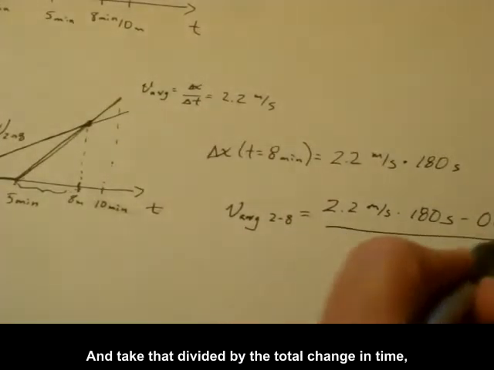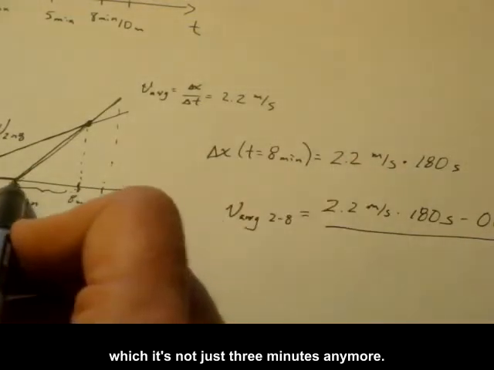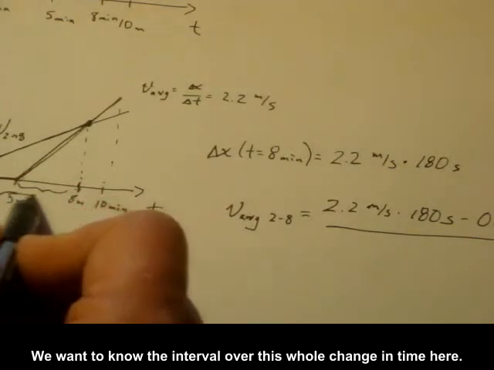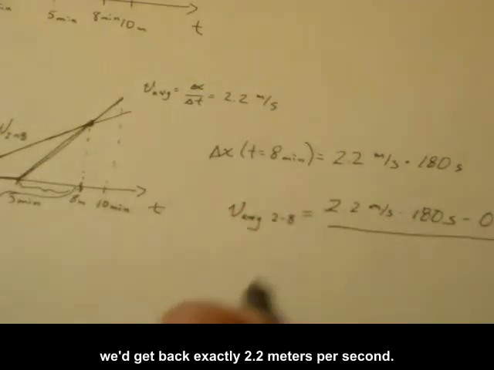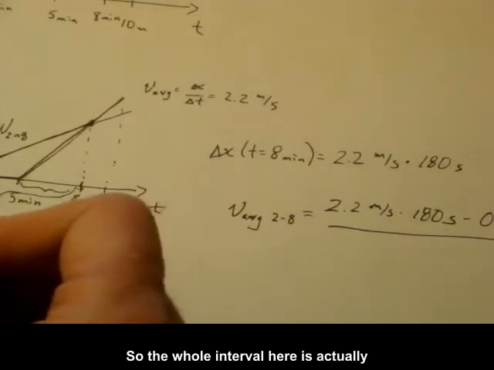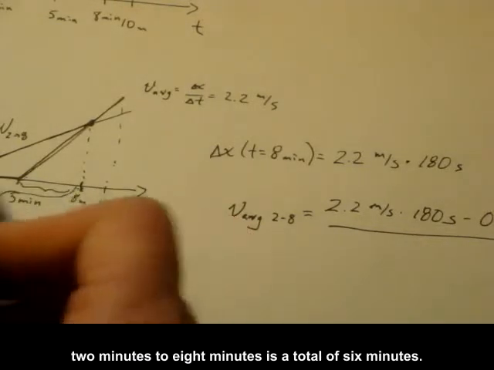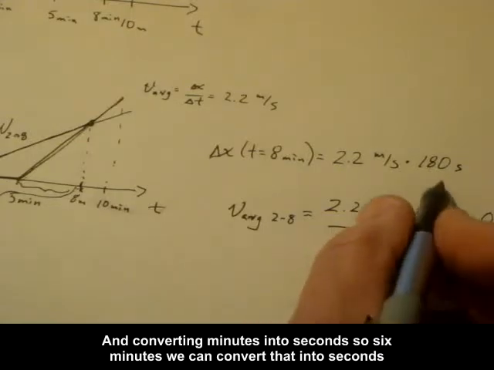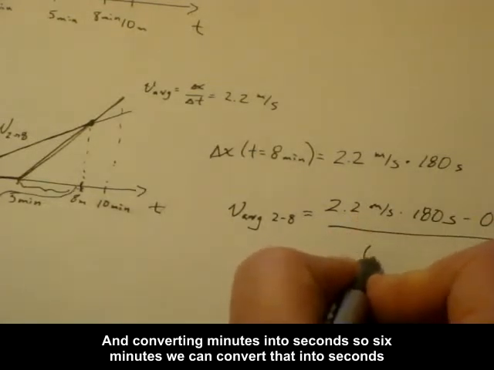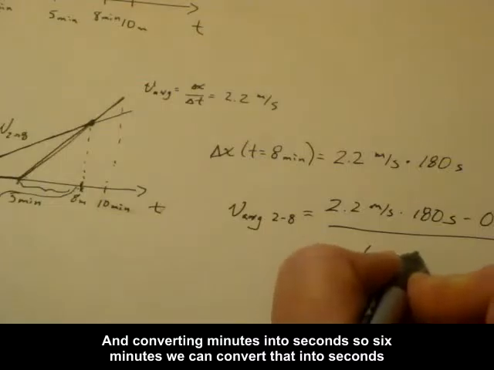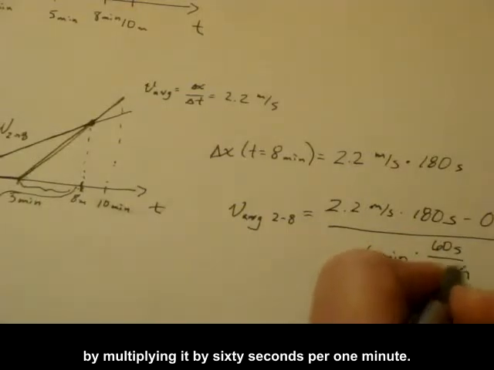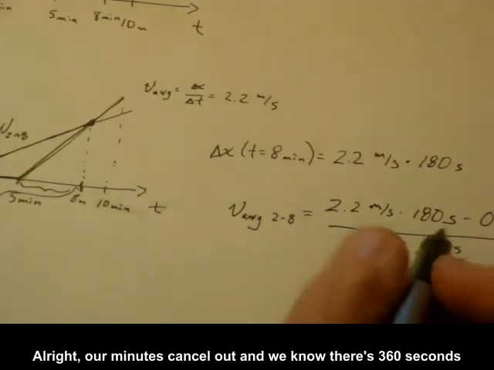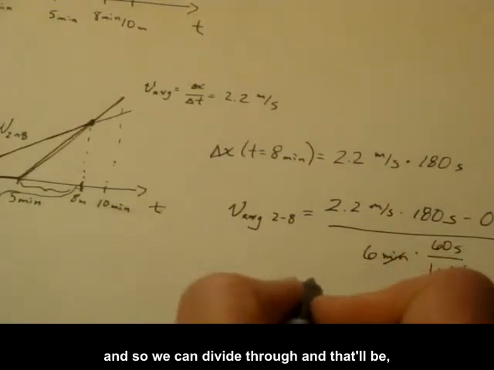And take that divided by the total change in time, which is not just 3 minutes anymore. We want to know the interval over this full change in time here. If we use just 3 minutes, we'd get back exactly 2.2 meters per second. So the whole interval here, 2 minutes to 8 minutes, is a total of 6 minutes, right? And converting minutes into seconds, we multiply 6 minutes by 60 seconds per 1 minute. Our minutes cancel out, and we know there's 360 seconds.